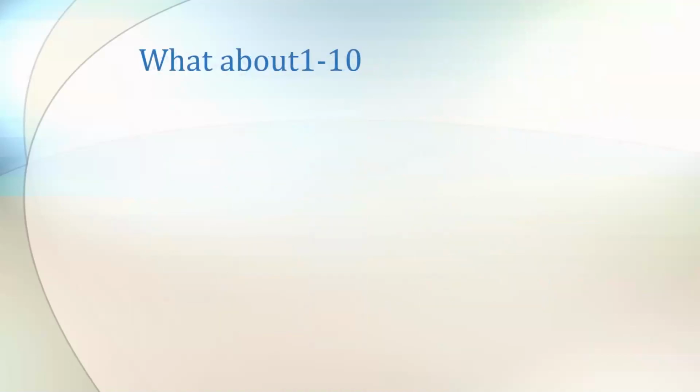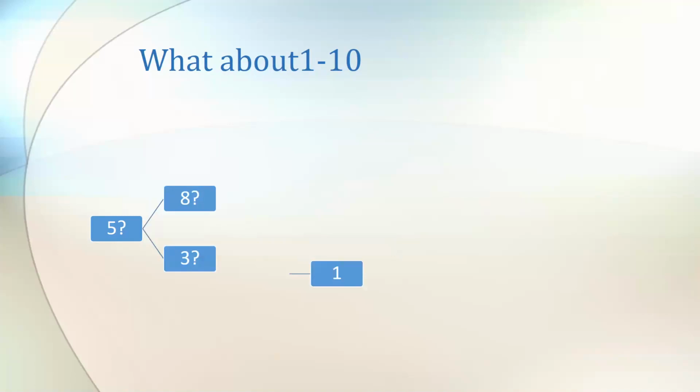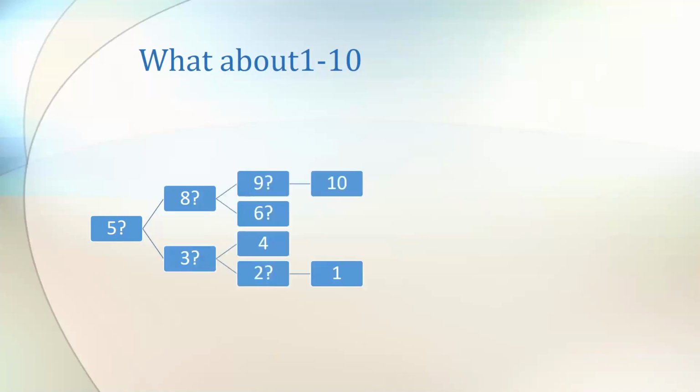Okay, let's do it a little differently now. We did a 1 to 15 case, so what about 1 to 10? How would the decision tree look for 1 to 10? What would my first guess be? Yeah, we go somewhere in the center, so I go with 5. Then if it was higher, I go with 8. If it was lower, I go with 3. Anyways, here's the tree for 1 to 10.